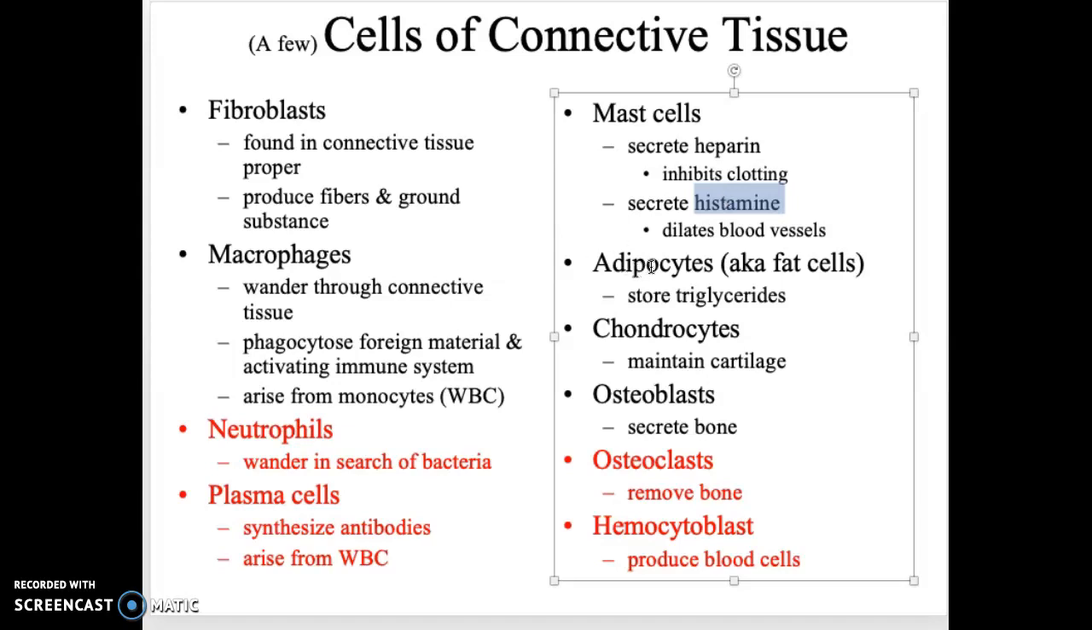Adipocytes are fat cells, so adipose is fat, cyte is cells, so this is storing fat. Chondrocytes are maintaining cartilage, so chondro is cartilage, cyte is cell that's maintaining. Osteo is bone, blast is build, so osteoblasts are building bone.